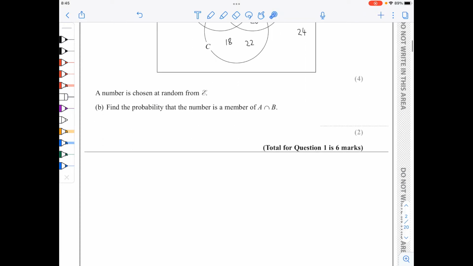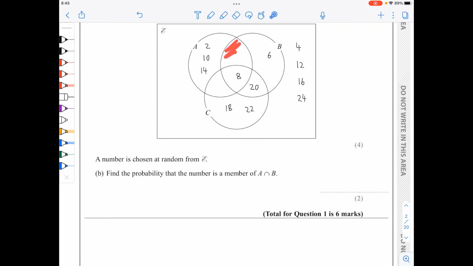A number is chosen at random from the universal set. What is the probability that this number is a member of A intersection B? Well, A intersection B is this part here. So there's only one element, and it's going to be 1 out of 12, 12 being the total number of elements in the universal set.